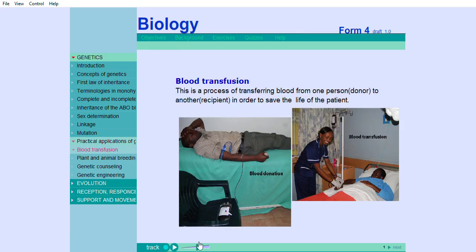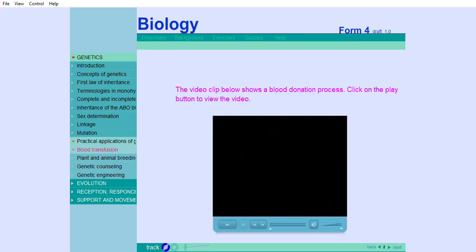Blood transfusion. This is a process of transferring blood from one person who is the donor to another who is the recipient in order to save the life of the patient. The video clip below shows a blood donation process.